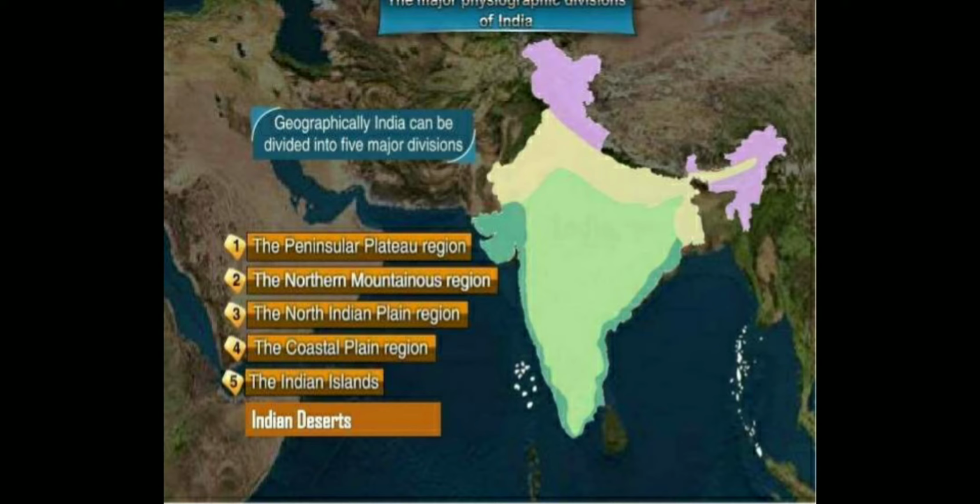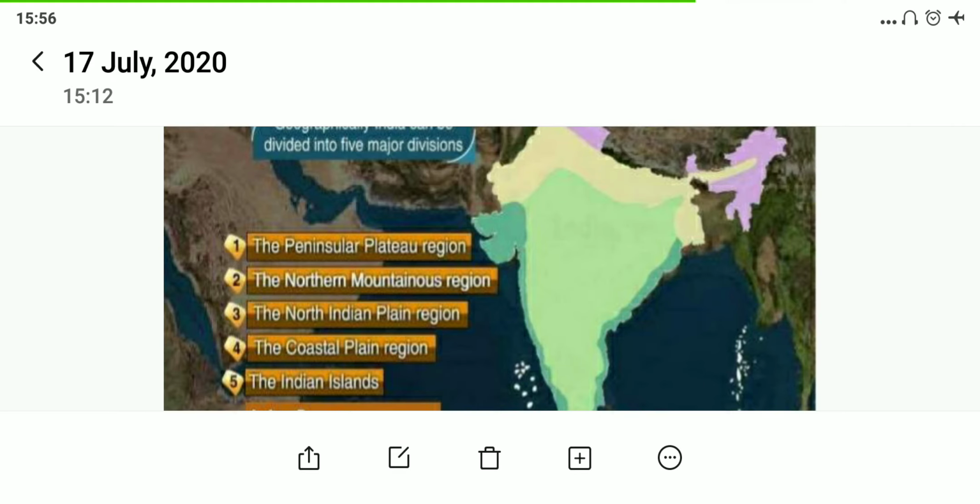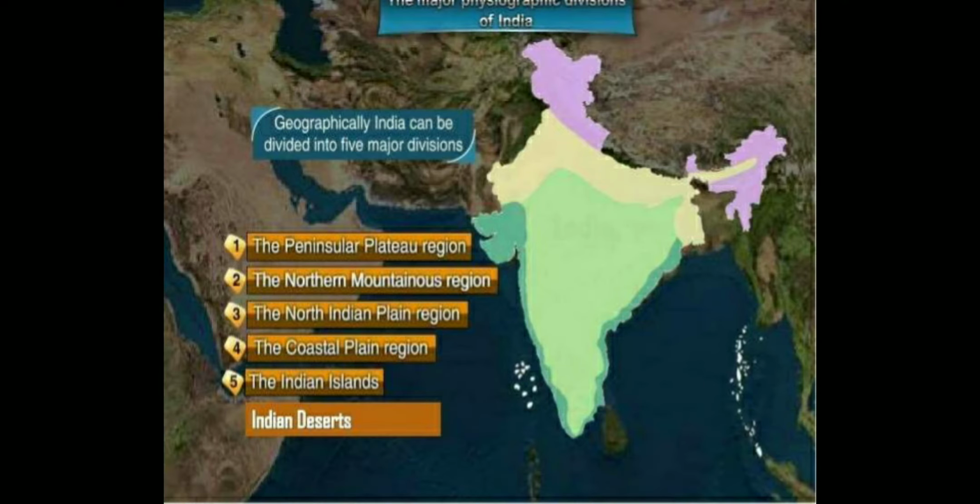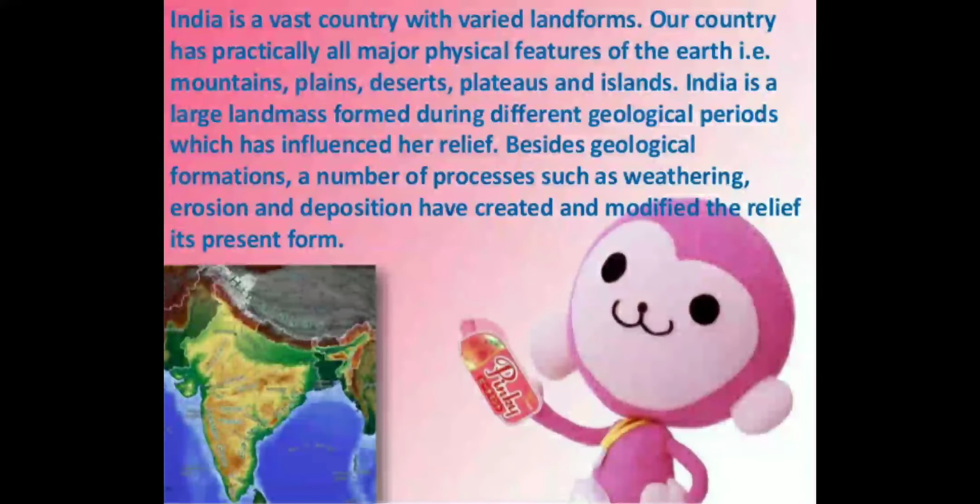What are they? Let us recall the names. The peninsular plateau region, the northern mountainous region, the North Indian plain region, the coastal plain region, the Indian islands, and last but not least, the Indian deserts. Let us have a look.